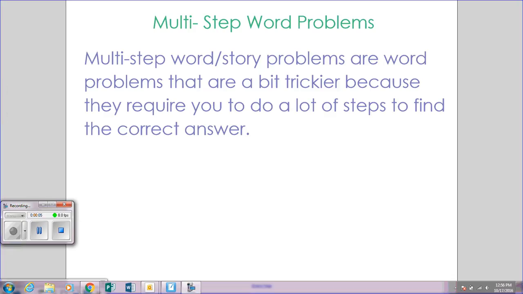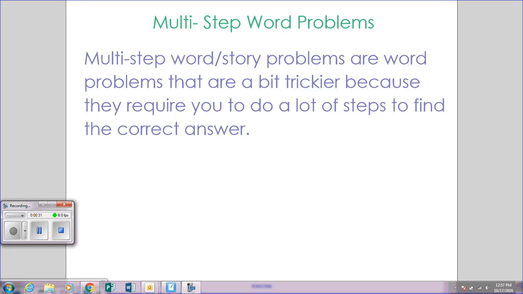Multi-step word problems. That word multi, like in multiple, multiply, means many. So, many step word problems. Multiple step word or story problems are word problems that are just a bit trickier than normal word problems because they require you to do a lot of steps to find the correct answer.